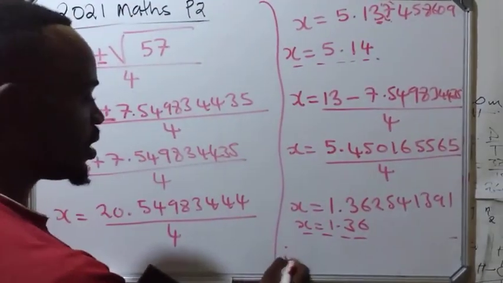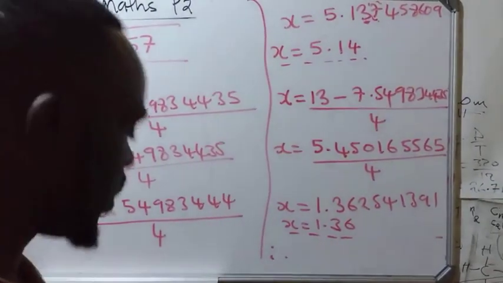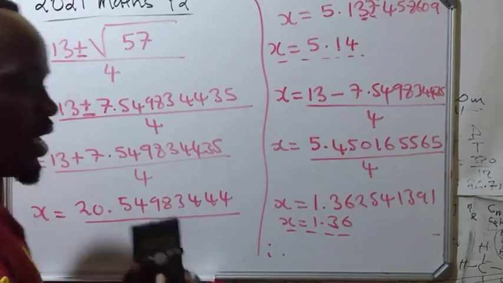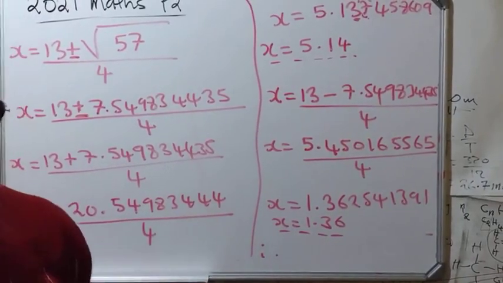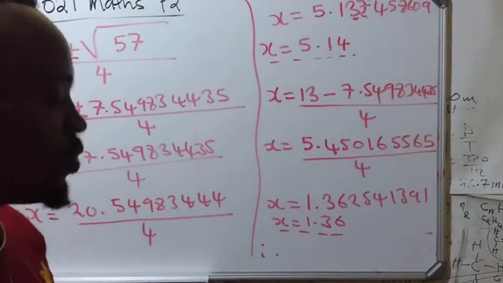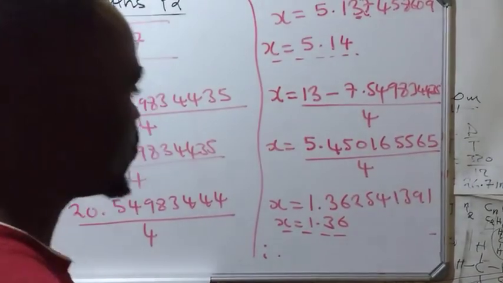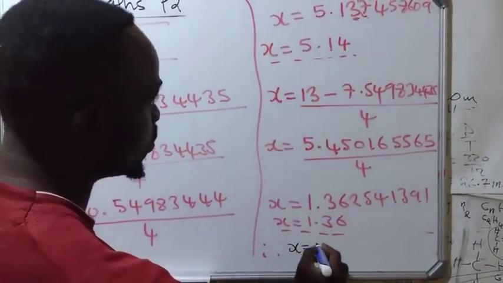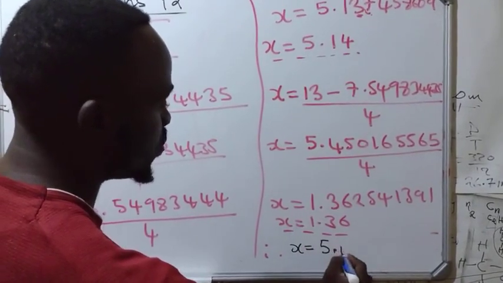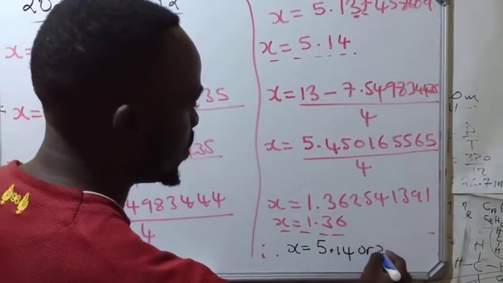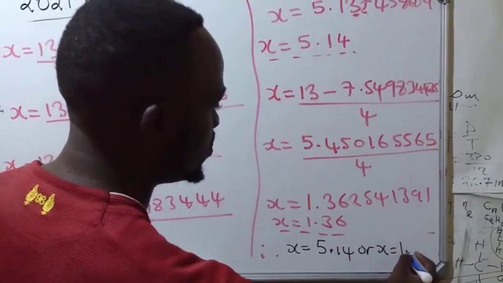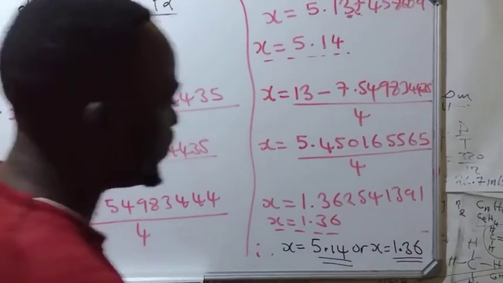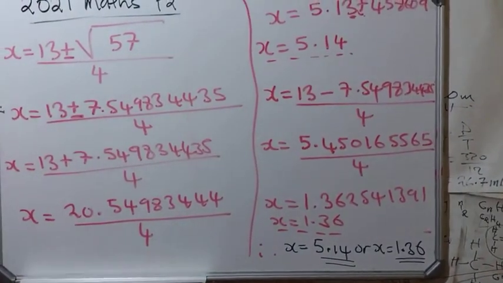Then you say therefore, this is the quadratic equation. We should show our answer as x equals this or that, meaning x is going to have two values. Our first value is x equals 5.14 or x equals 1.36. These are our values. So we have answered question A.